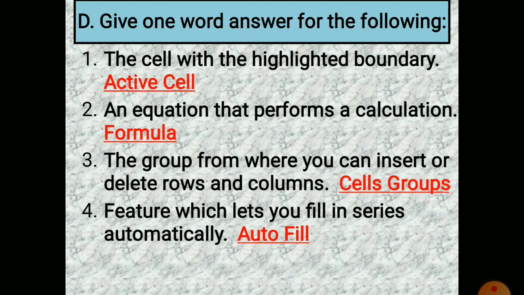Now number 4, feature which lets you fill in series automatically. What we call it? You remember when we use fill handle, it is at the bottom right corner in the cell. When we click, we are able to fill the series automatically. So that feature of MS Excel is known as autofill. Clear? And with the help of fill handle, we are able to fill the series automatically, like 1, 2, 3, 4, 5, 6 or any alphabetical series, or like day's name or month's name. Clear? So the feature which lets you fill in series automatically is known as autofill.